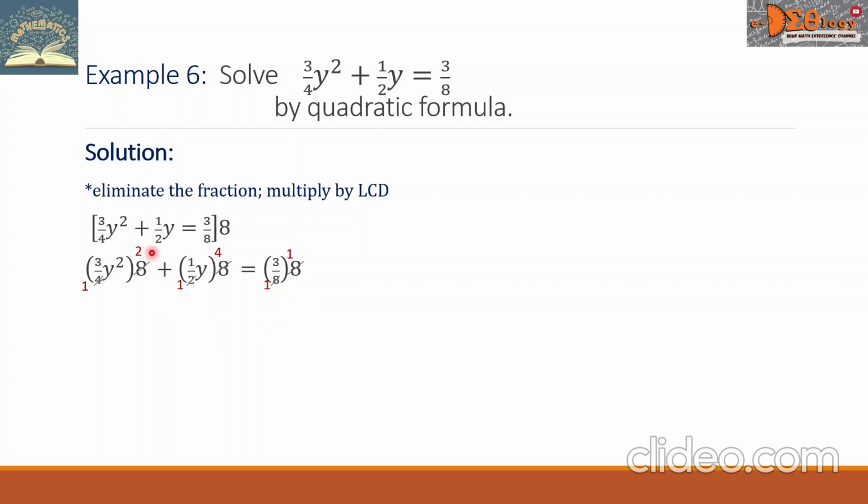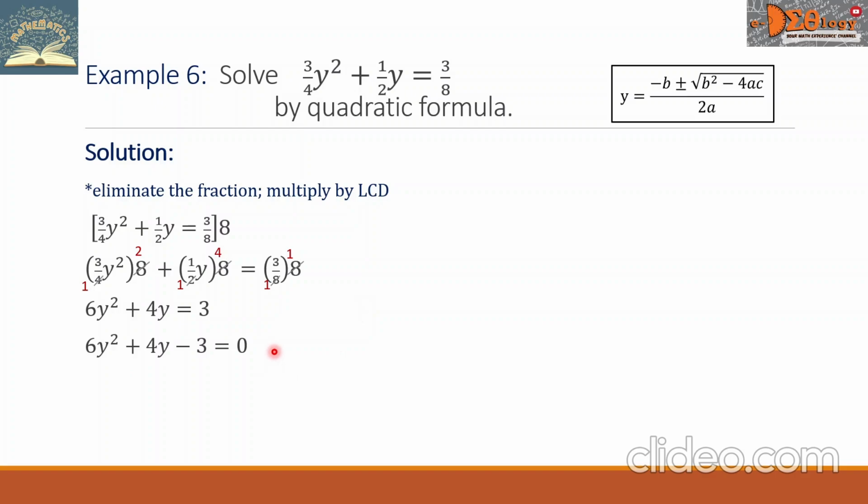Then we simplify further. 2 times 3, then multiplied by y squared, that will be 6y squared. This 4 times 1, then multiplied by y, so we have 4y equals 3 times 1 divided by 1 is 3. Now, let us transpose the constant 3 to the left side. From positive, it becomes negative. We have now a quadratic equation in standard form. Let us now use our quadratic formula to solve the values of y.